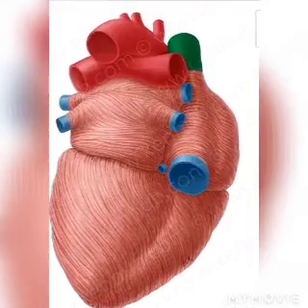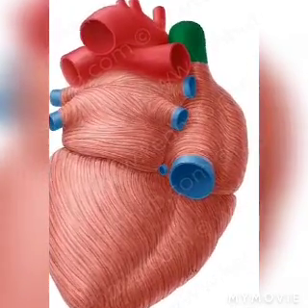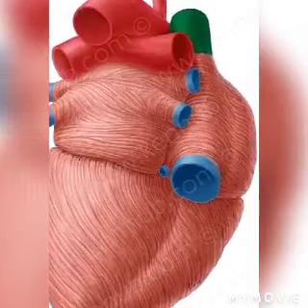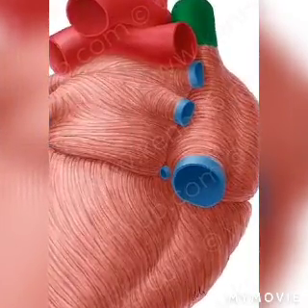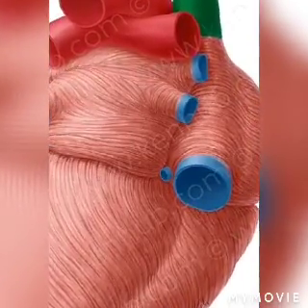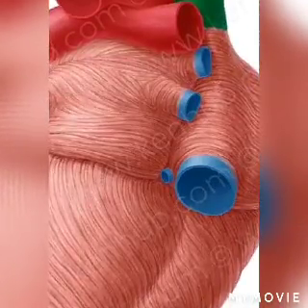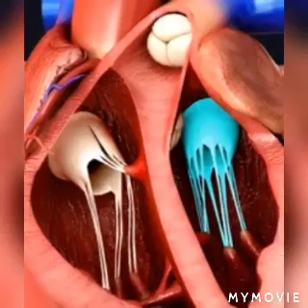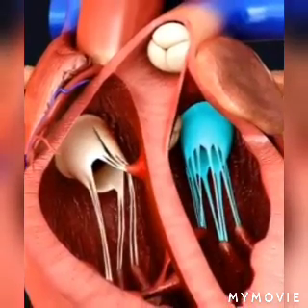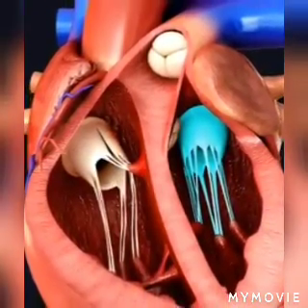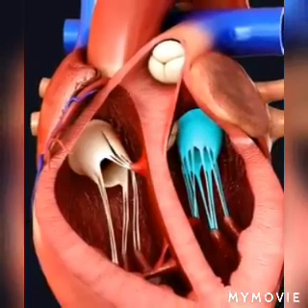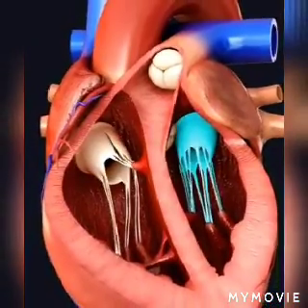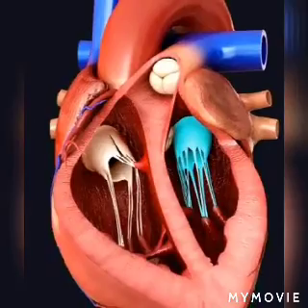We know that a healthy heart makes a lub-dub sound with each beat. The lub sound occurs when the mitral and tricuspid valves close, and the dub sound occurs when the aortic and pulmonary valves close. Without nervous system control, the heart would beat approximately 100 times per minute, but it only takes 70 beats per minute because of the control of the nervous system.